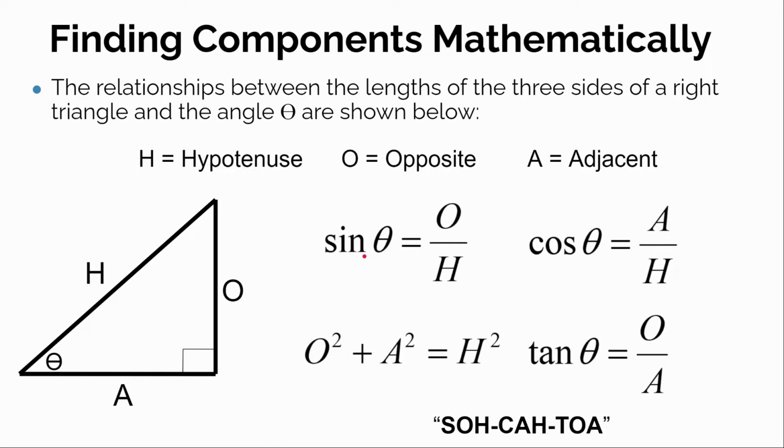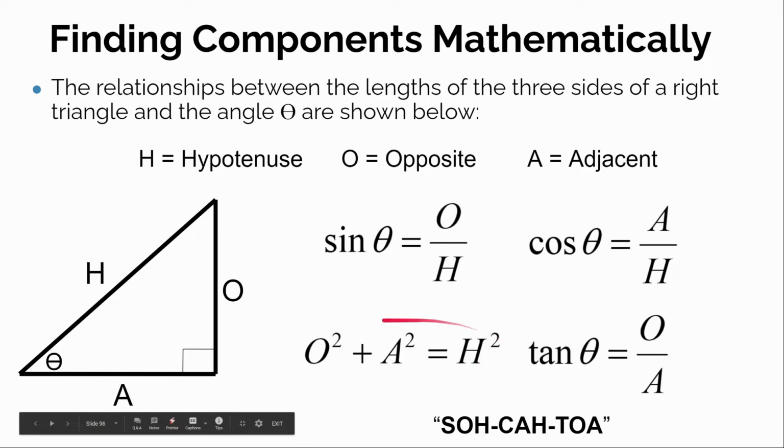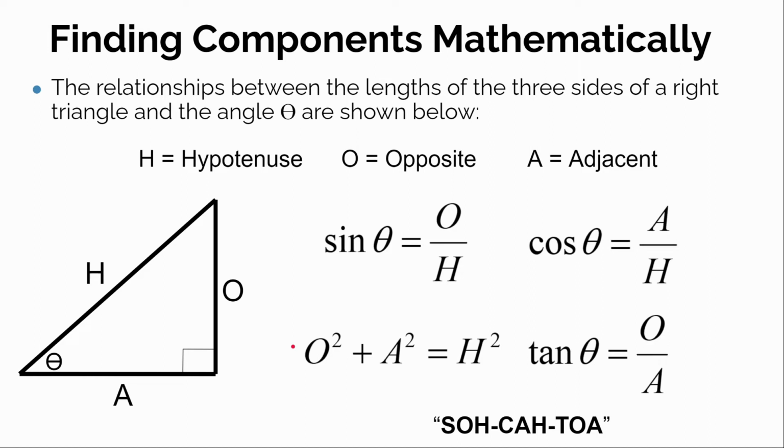So we have that the sine of the angle is equal to the length of the opposite side divided by the length of the hypotenuse, or the cosine of an angle is equal to the length of the adjacent side divided by the length of the hypotenuse, or the tangent of theta is equal to the length of the opposite side divided by the adjacent side, or we get the Pythagorean theorem. Normally it's a squared plus b squared equals c squared, or in this context, we've got o squared plus a squared equals h squared.